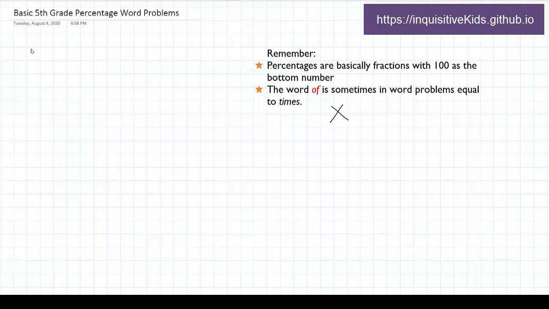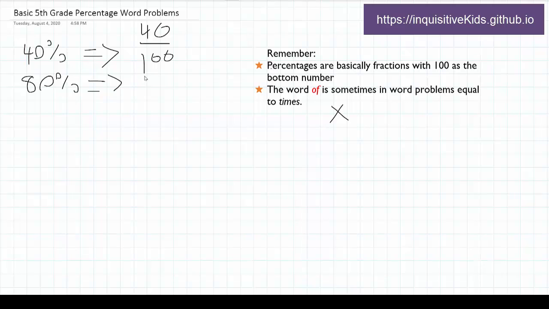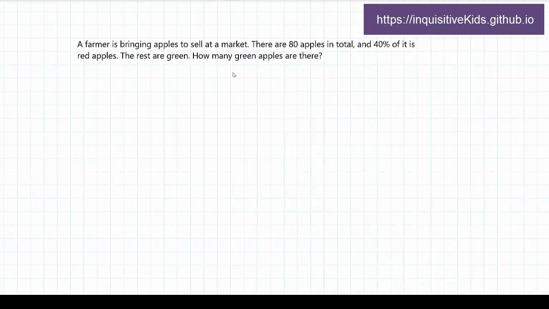So, if you have a number like 40% or 80%, you can look at them as 40 over 100 and 80 over 100. Now you're ready to try your first example.